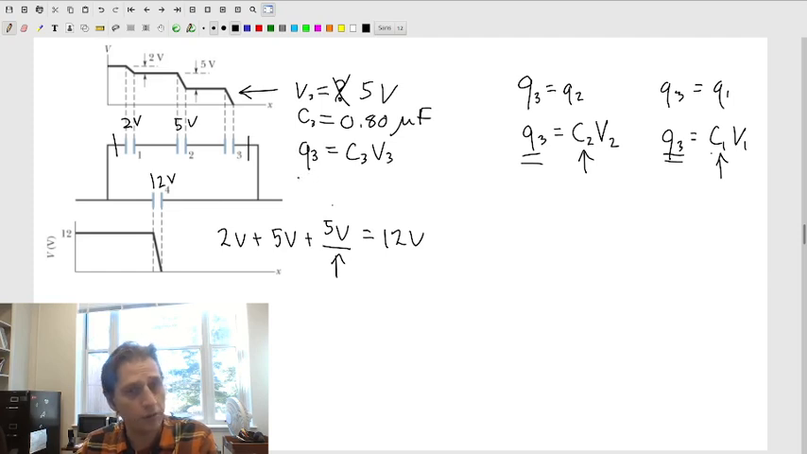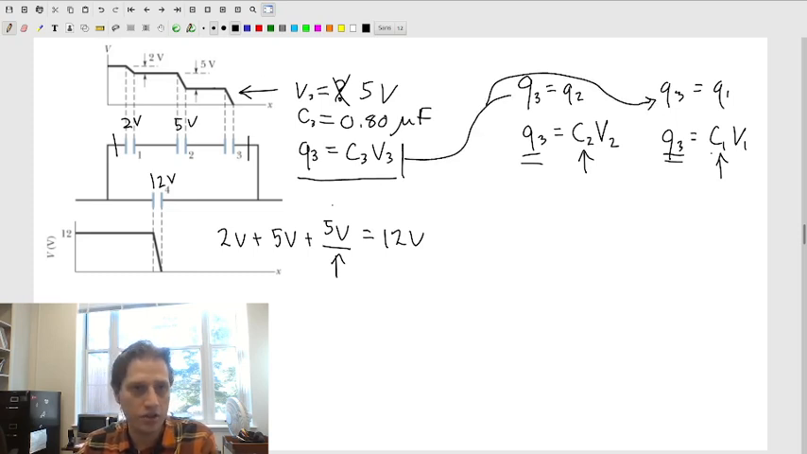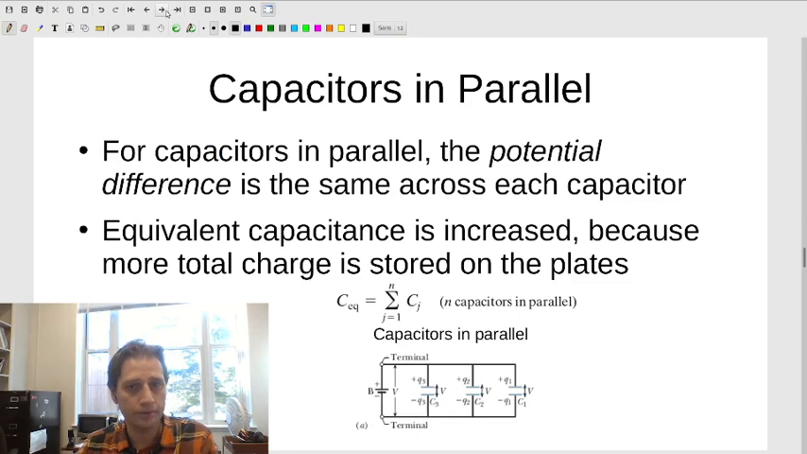Now, what do you need to do? To finish the problem, all you need to do is calculate your Q3. Then you're going to use that twice because the charge on the third capacitor is going to be the same as the charge on the second and the first. And then you can use the voltages that they give you across the second and the first to find the capacitances of the second and the first capacitor. All right, so I'll let you do the rest of that for your homework.